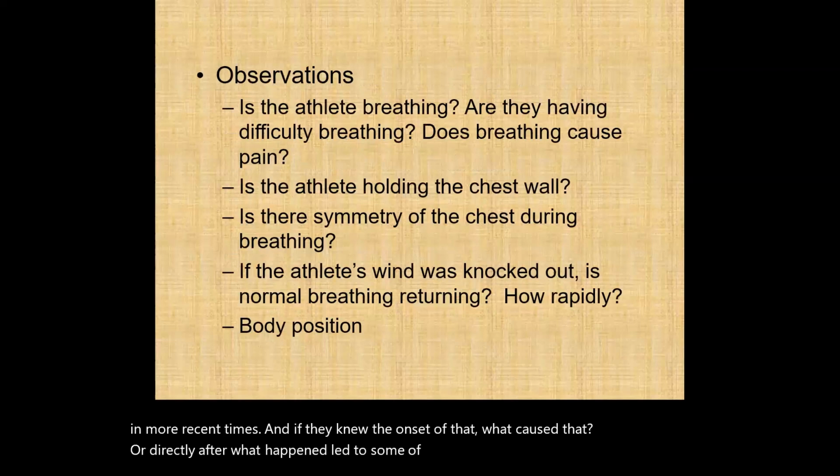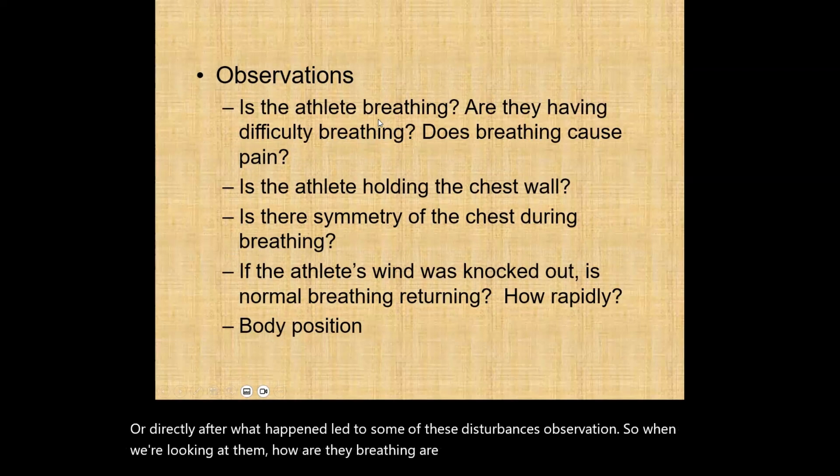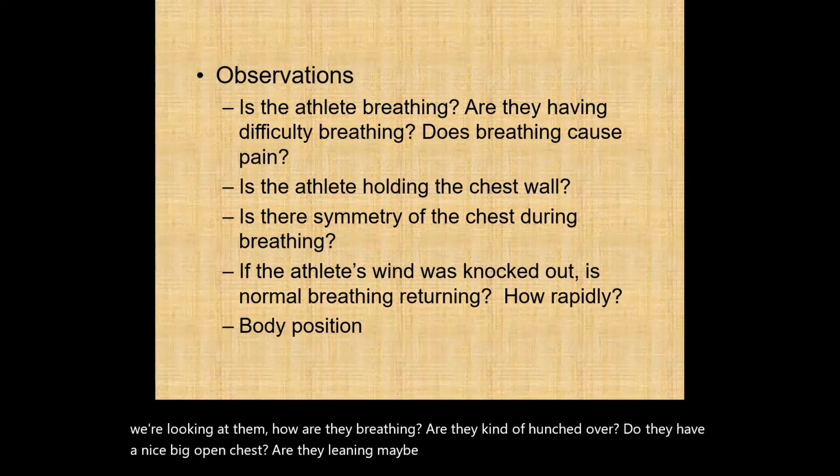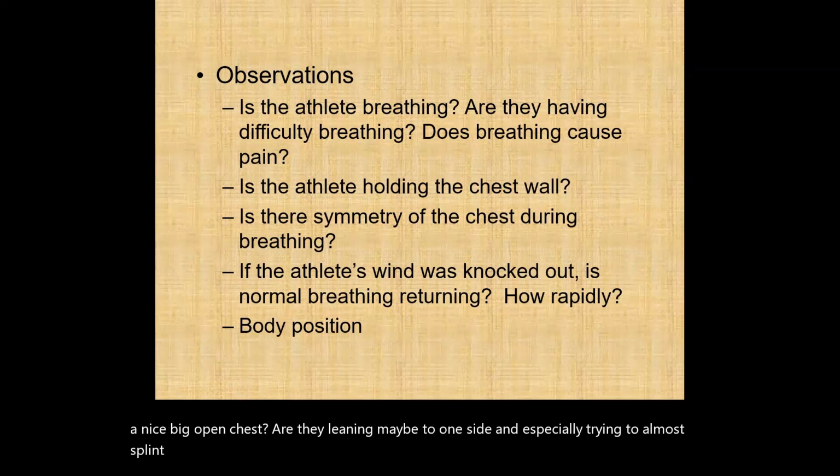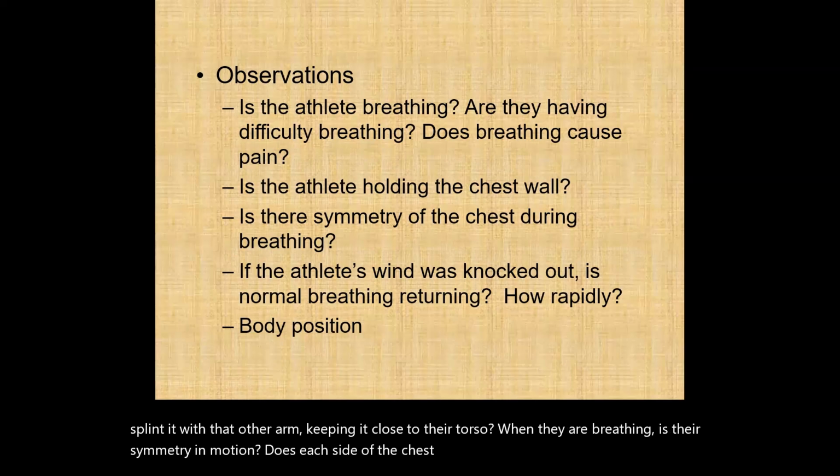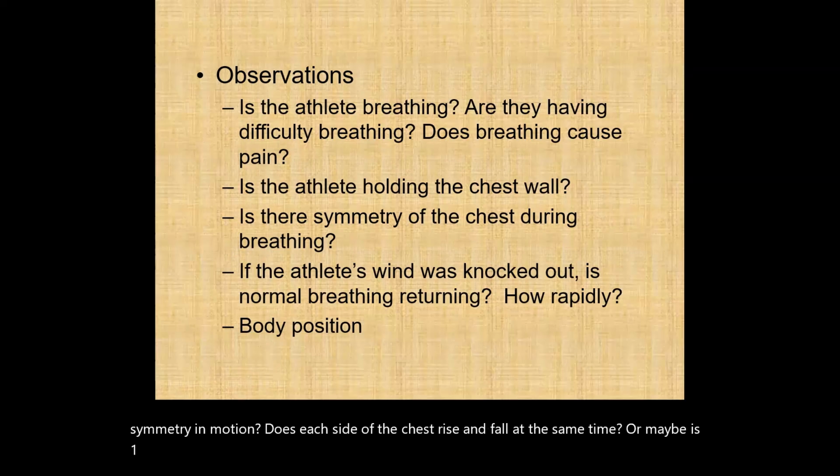Observation. When we're looking at them, how are they breathing? Are they hunched over? Do they have a nice big open chest? Are they leaning to one side, trying to almost splint it with the other arm, keeping it close to their torso? When they are breathing, is there symmetry in motion? Does each side of the chest rise and fall at the same time? Or is one side oxygenating while the other is not? That could be a sign of a collapsed lung.